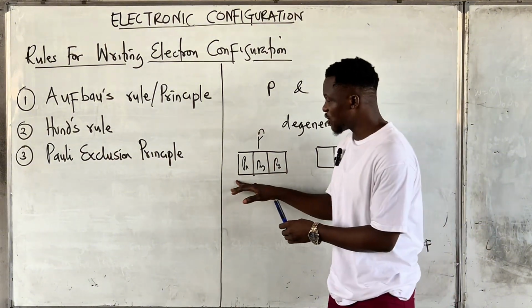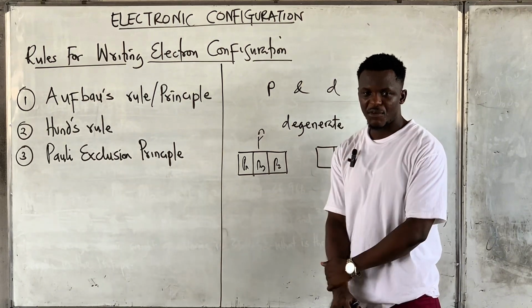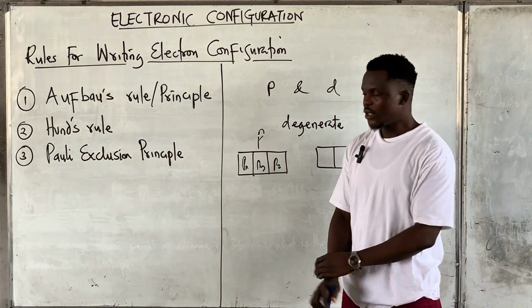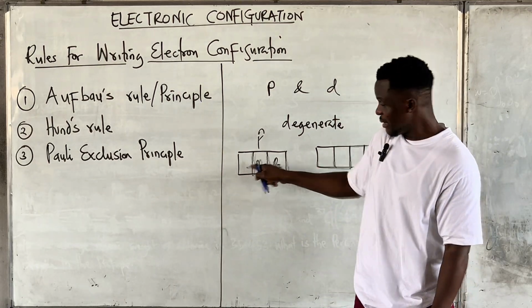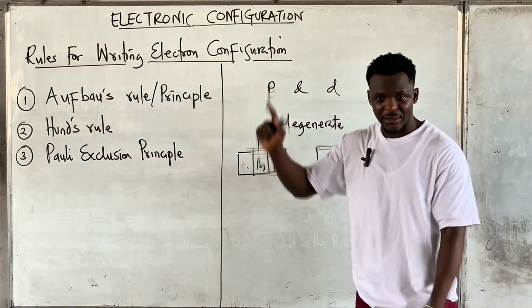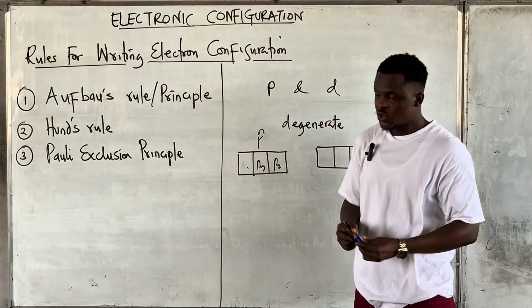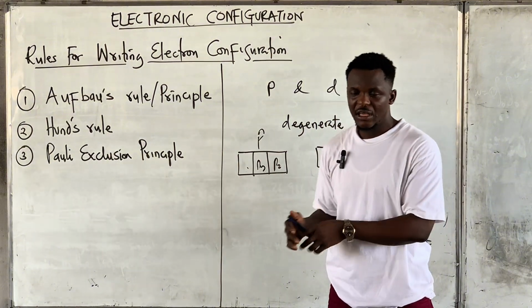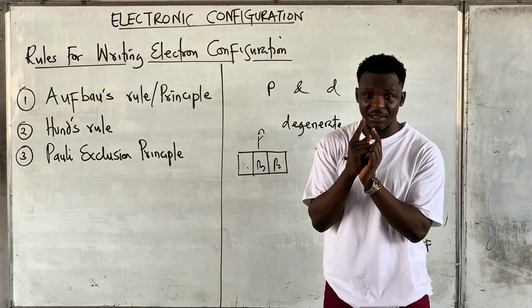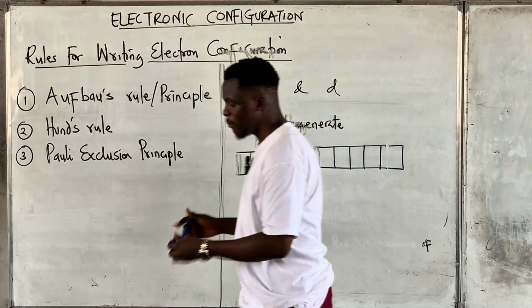So when you're filling electrons here, electrons enter singly first before what? Pairing. So it means that for this one to have 2, this must have gotten at least 1. You cannot give this one 2 when one of these has not gotten 1. So Hund's rule says that when filling electrons into degenerate orbitals, electrons enter singly first before pairing.